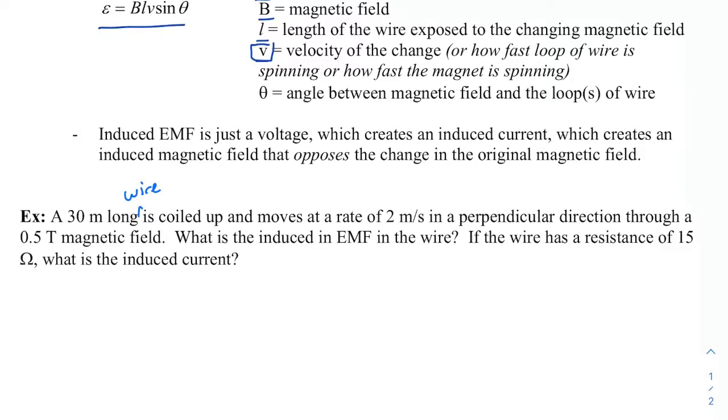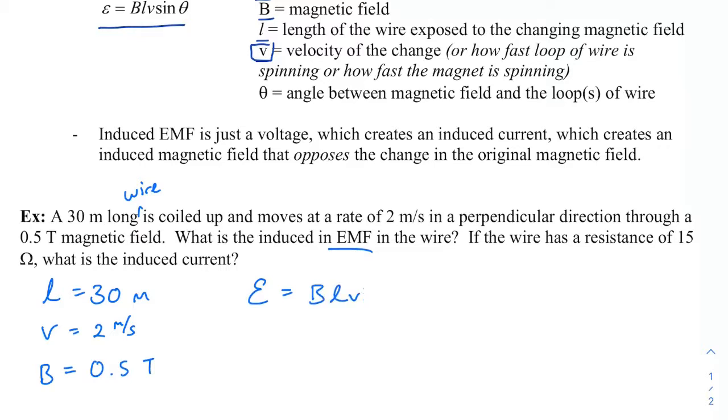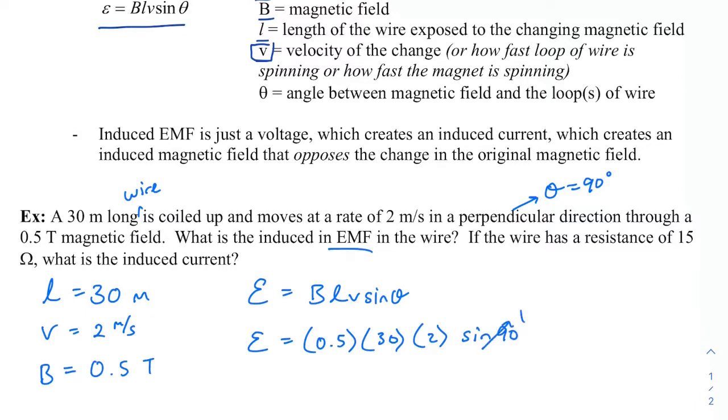Again, let's identify variables, which is just good practice. 30 meters is our length of wire. 2 meters per second is the relative velocity between our wire and the magnetic field. Our magnetic field is 0.5 Tesla, and we're looking for the induced EMF. So here is our BLV sine of theta, and we're told it's perpendicular, so my angle is 90 degrees. It's a pretty straightforward calculation: 0.5 times length of 30 times velocity of 2 times sine of 90. Sine of 90 is just 1, so you should mental math this. This is just going to be 30 volts.